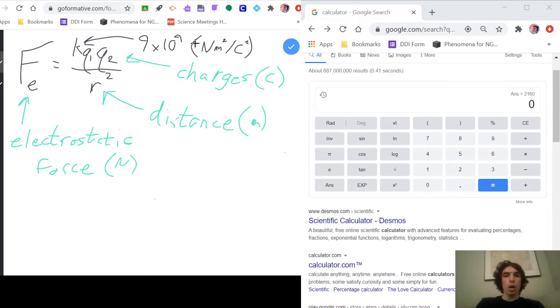And if you were really interested in units, I could go over in a different video possibly where these units came from. But basically, the units on that constant just allow the equation to work out so that we end up in newtons for this electrostatic force.